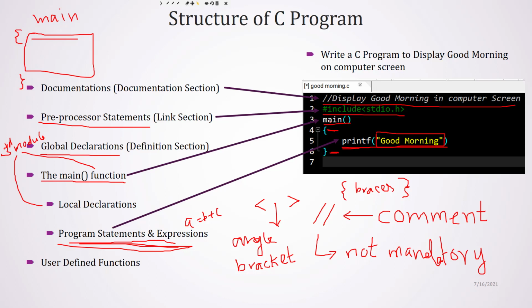Always remember, this main is mandatory. It is a must. This opening bracket is a must. This closing bracket is a must. Line numbers 1 and 2 are not mandatory, but in some programs, if we add these preprocessor statements, then only the program will execute properly.